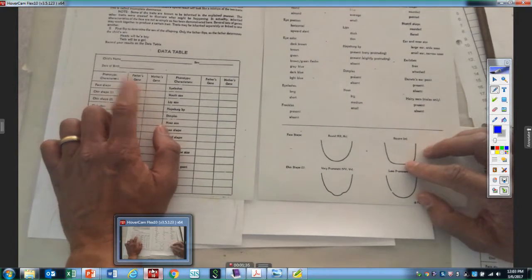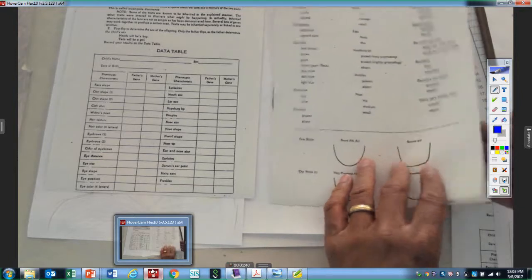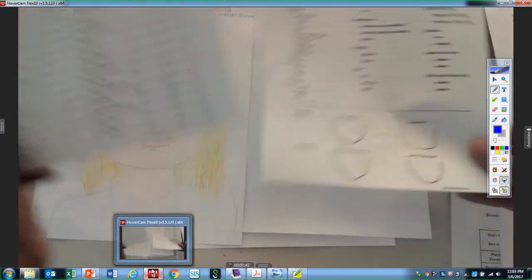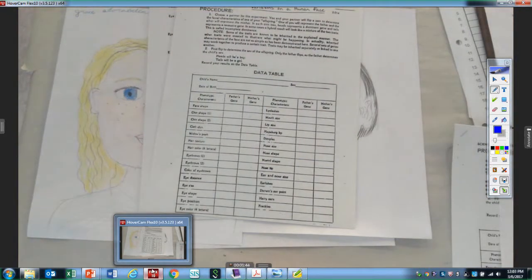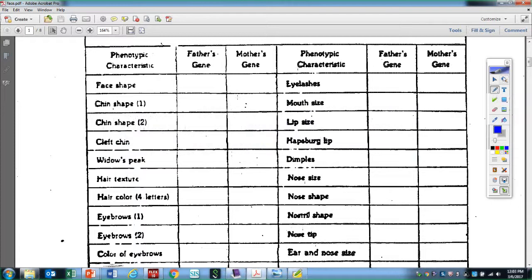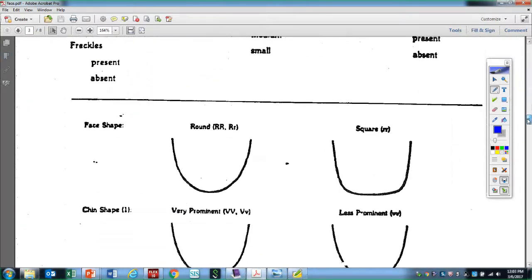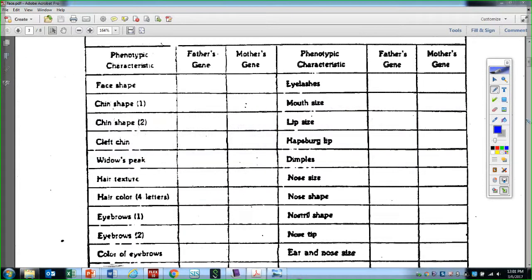As you do your coin toss, you circle as you go along, and you go all the way through this. So let me do that. All right, so I do a coin toss. Say I flip my coin and I get heads. So then I would write capital R. I flip it again, and then I'm going to write that.